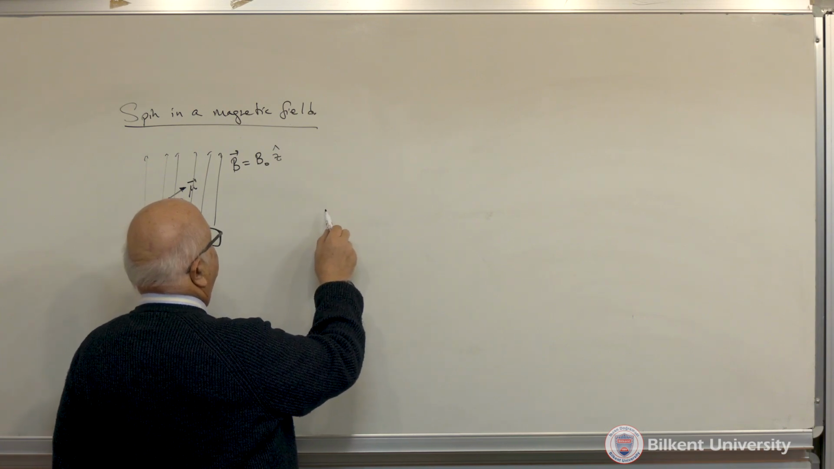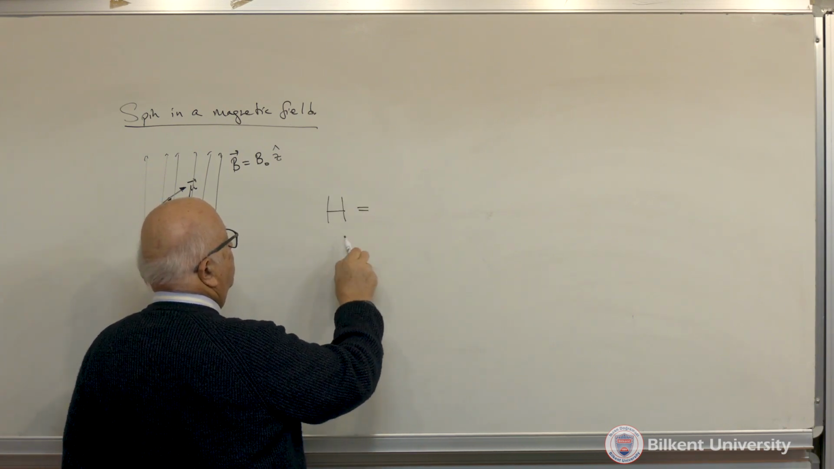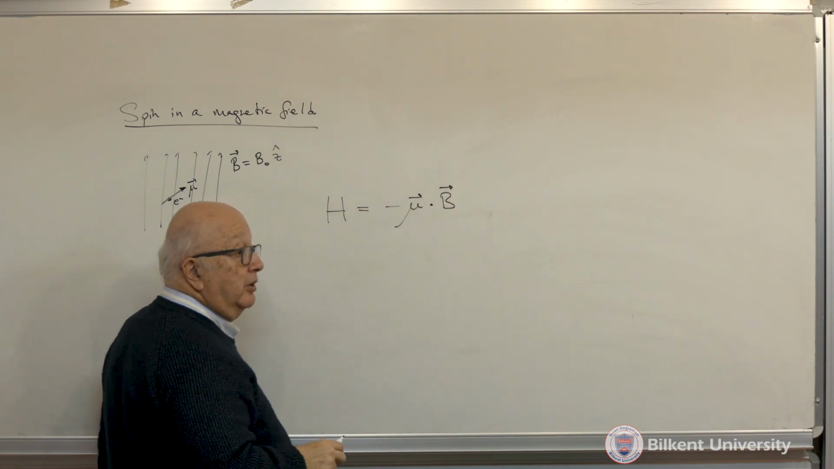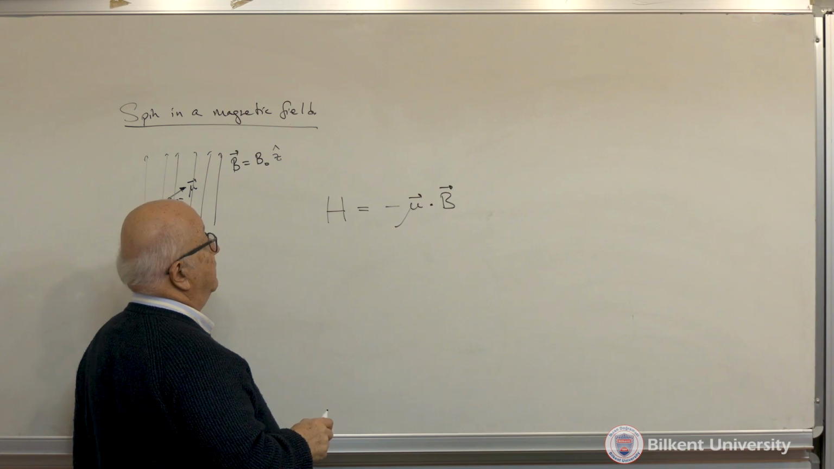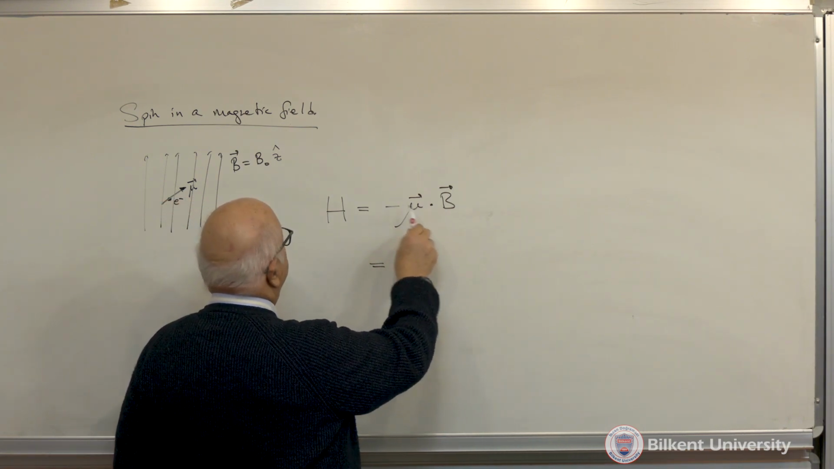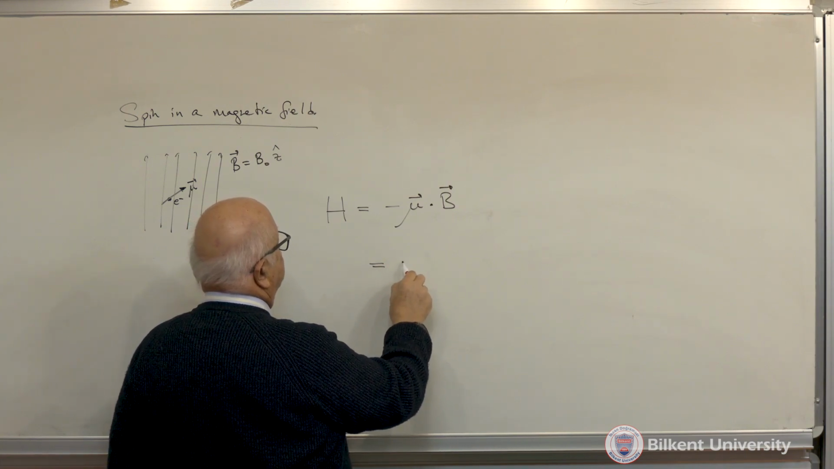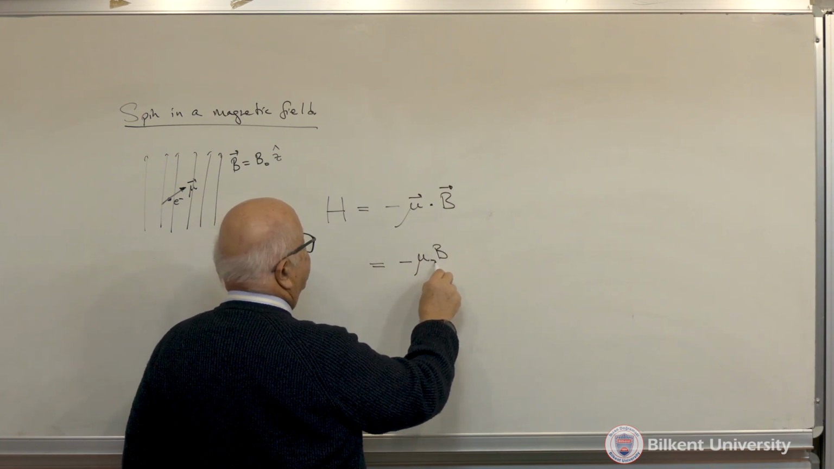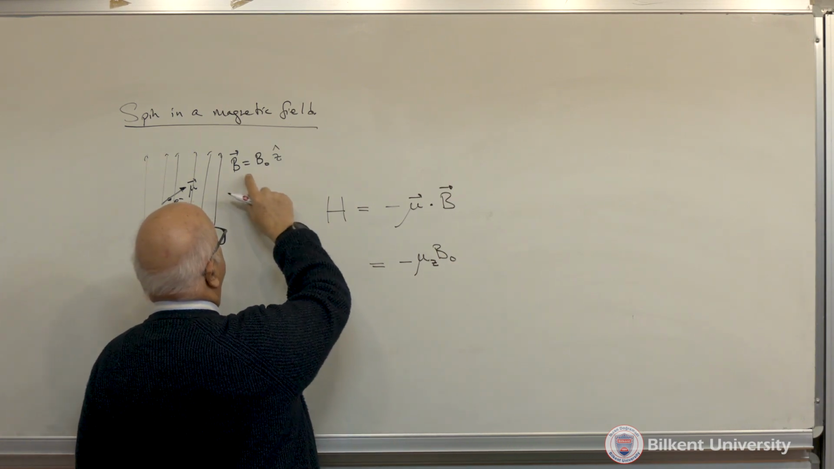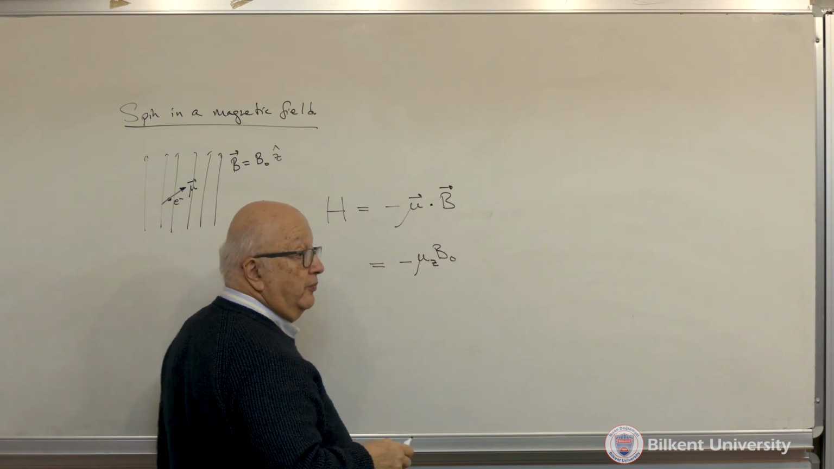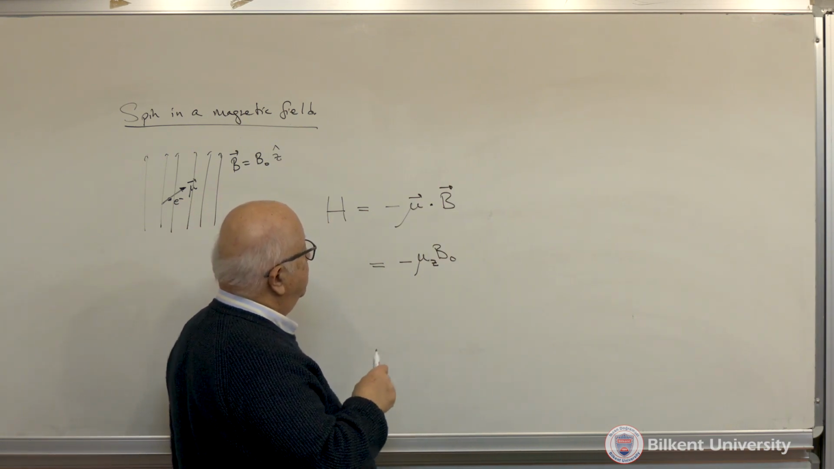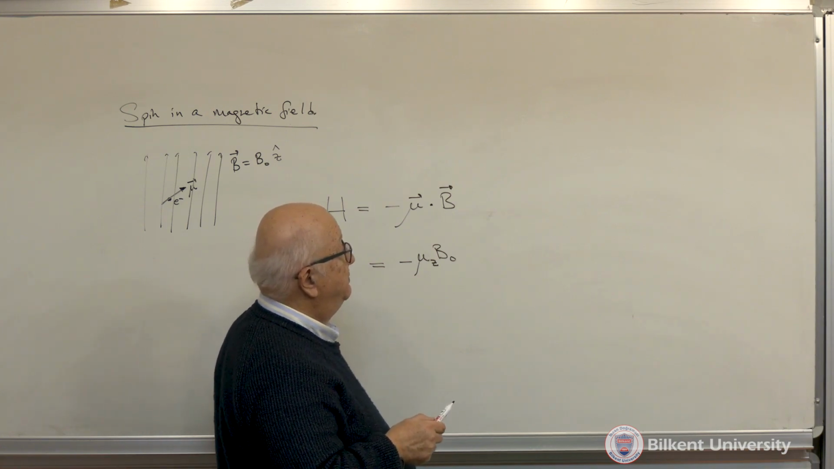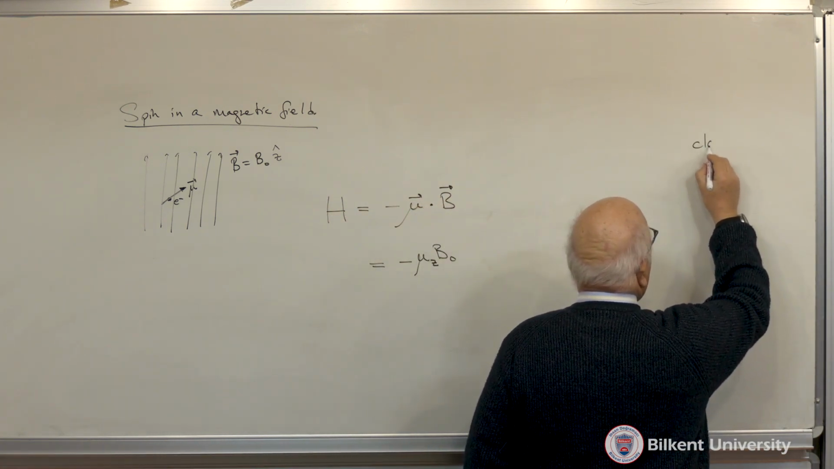We are going to have a Hamiltonian of the form minus mu dot B, right? That's the energy of a magnetic dipole in a magnetic field. Since the field is in the z direction, it's going to be minus mu_z times the magnitude B0, the z component of mu times B0. Now, how do I associate the magnetic moment with the spin? Let's just discuss again classically.